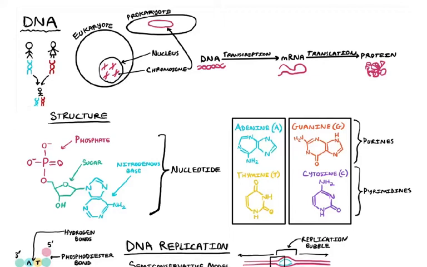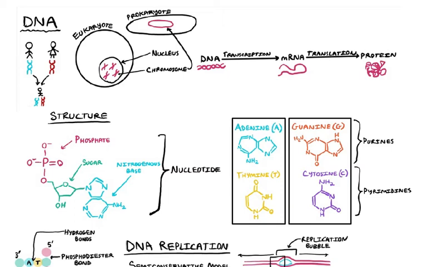Hi, so we're going to continue the macromolecules series with nucleic acids, and we're starting with DNA. So you probably know that DNA is the instruction manual that gives us all the traits that we have, as carried out by RNA and then proteins.